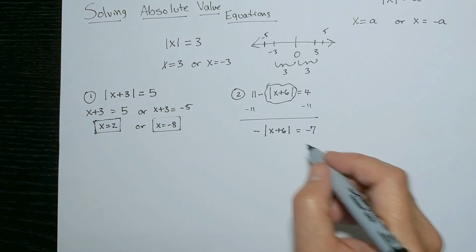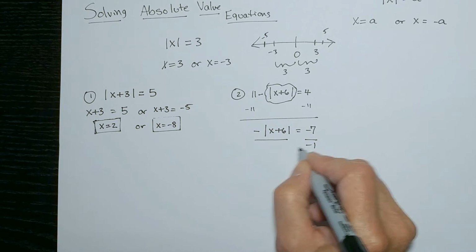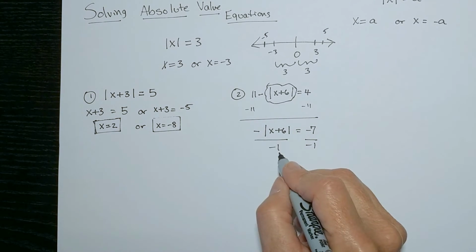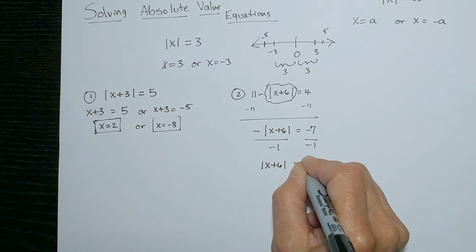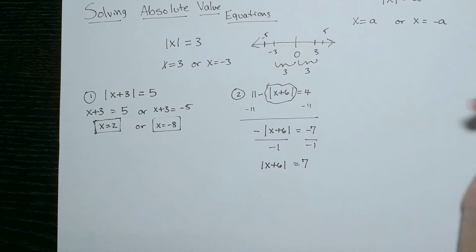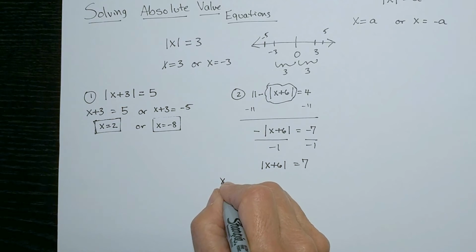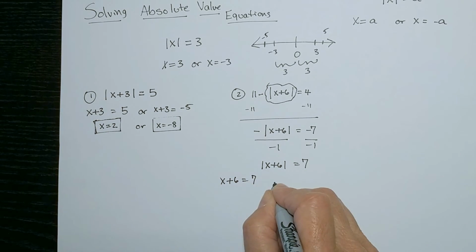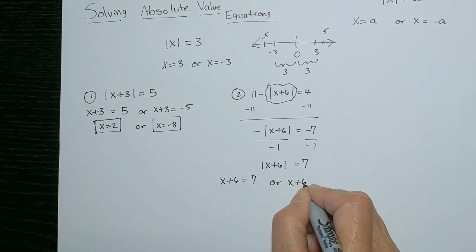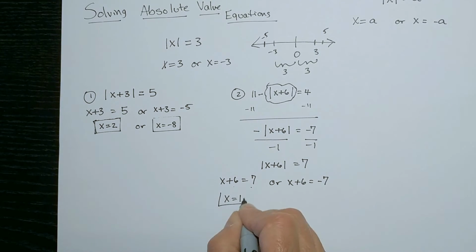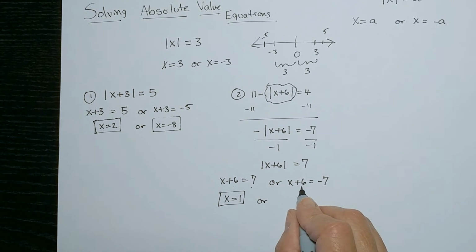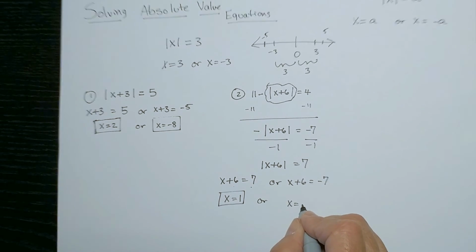This is not fully isolated. Now we have to divide both sides by -1. Negative divided by negative is positive. We get the absolute value of x plus 6 is equal to +7. Now we can apply the rule. So we will remove the absolute value signs and set up two equations. X plus 6 is equal to 7, or x plus 6 is equal to the opposite of 7. Now we solve for x. We subtract 6 from both sides here, and we'll get x is equal to 1. The other answer we'll get is we subtract 6 from both sides here, and we'll get x is negative 13.